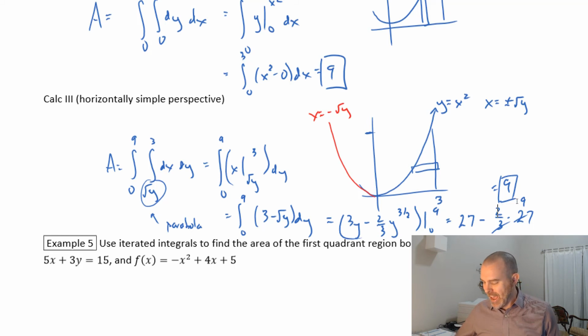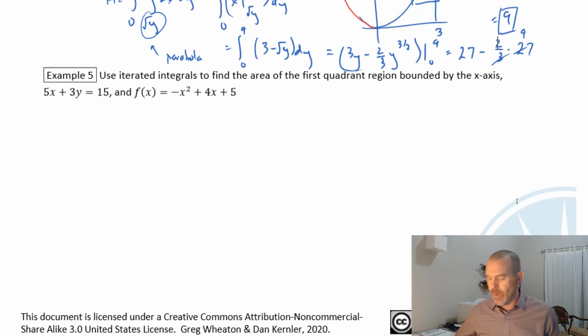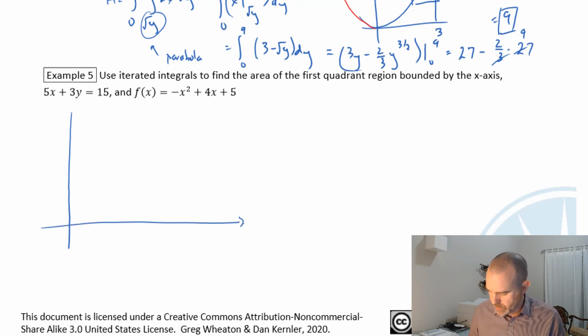Speaking of, let's look at this last example and see if we can pick a good orientation, and then we'll find this area. We have 5x plus 3y equals 15 is the line. X-axis in the first quad, so we only have the first quadrant. And let me just find the intercepts. If x is 0, y is 5. And if y is 0, x is 3.